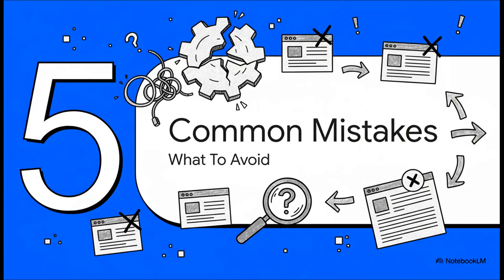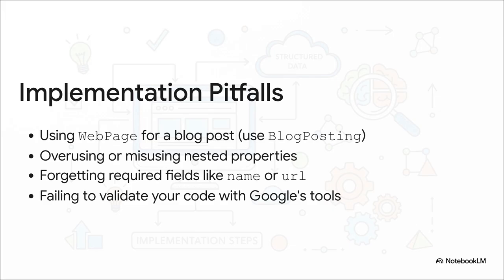Of course, anytime you're implementing code, there's a chance to make a few mistakes. So let's quickly run through some common pitfalls just to make sure you get this right the first time around. Okay, the biggest mistake I see is a simple mismatch. Please don't use web page schema for a blog post. That's what the blog posting schema is specifically for. Also, don't go crazy nesting things that aren't relevant. And this sounds so basic, but you'd be surprised. Always double check that you've included the required fields like the page name and URL. And finally, never skip the validation step, ever.